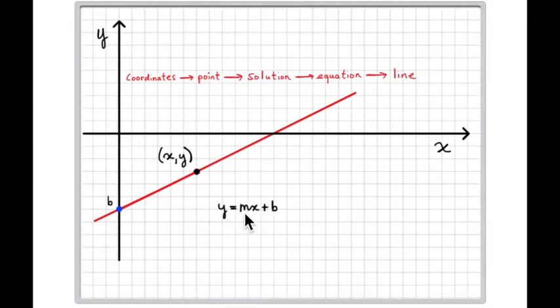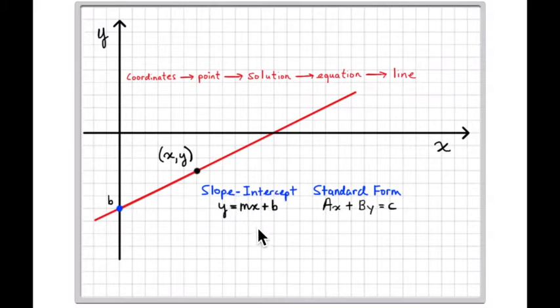So here's the equation, here's the point that is on this line. These coordinates are going to be solutions to this equation. This line is going to cross the y-axis. This is the y-intercept. It's going to cross the x-axis. This is the x-intercept.